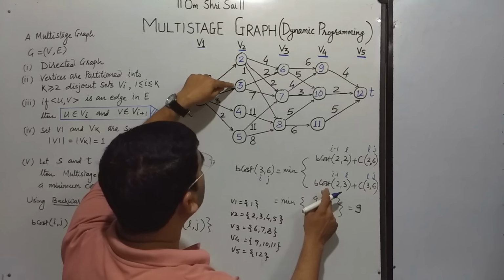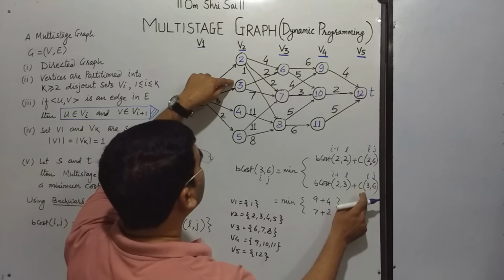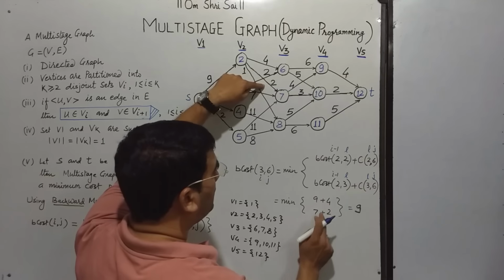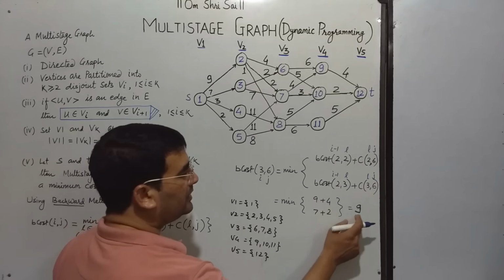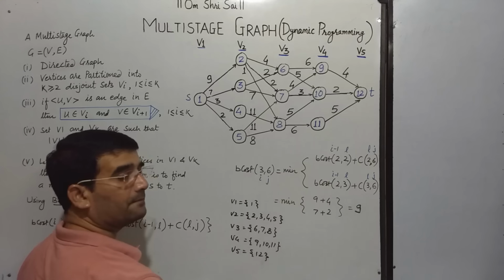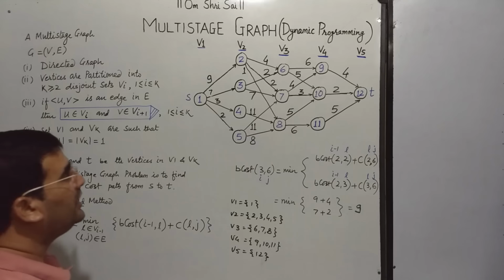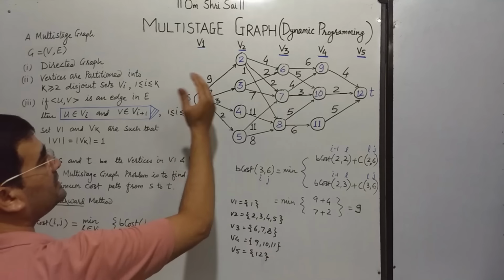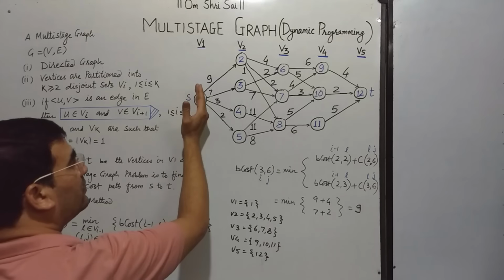that is B cost of the second stage's third vertex plus the cost of going from 3 to 6, that is 2. So 7 + 2 that is 9, and if we compare 13 and 9, the smaller will be 9, and hence B cost of 3, 6 will be 9. So this is how we will calculate the values or the cost for each vertex at each stage. But as this is the backward method, the calculation will start from vertex 1.